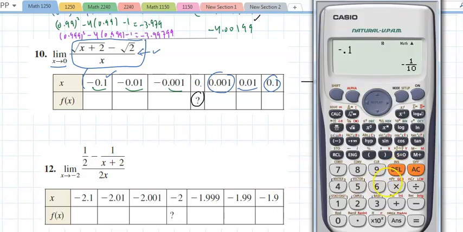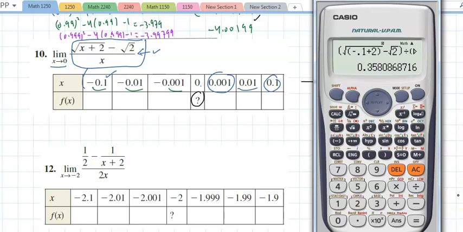So instead of going in there and saying, well, let's take a square root, parentheses, negative 0.1 plus 2, go out of the radical, minus square root of 2, right? I forgot to put parentheses. Let me put parentheses in there. That is the whole top divided by negative 0.1.